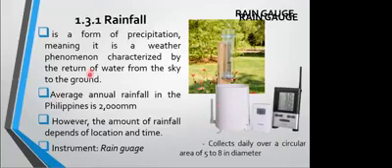The average annual rainfall in the Philippines is 2,000 millimeters. So we are receiving every year 2,000 millimeters of water. It depends on specific months, since it mostly rains during June and July, which is mostly the rainy season for us. However, the amount of rainfall depends on location and time.